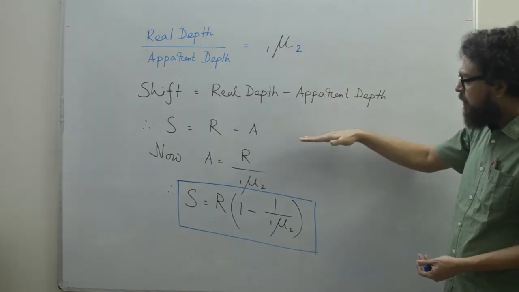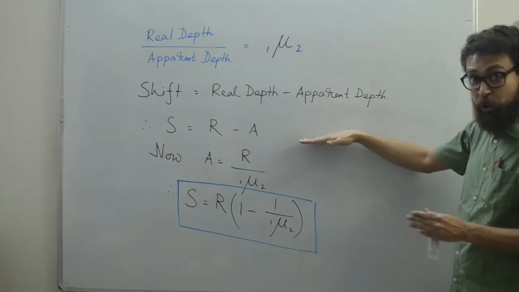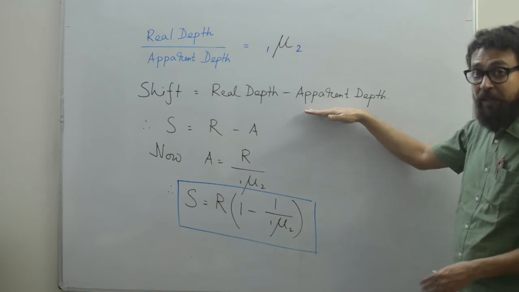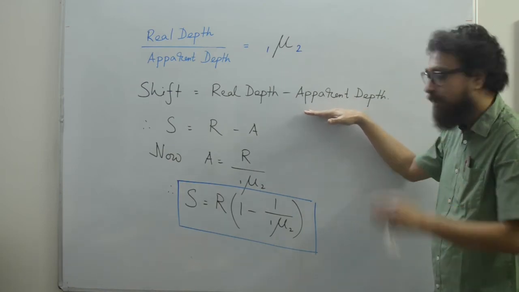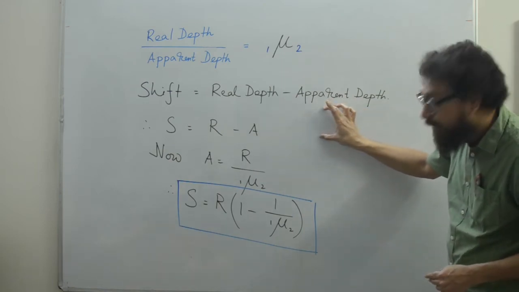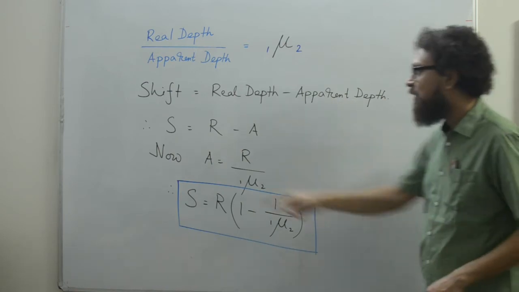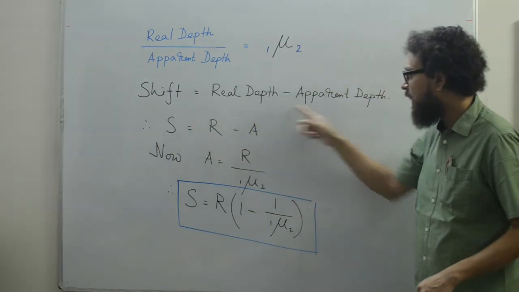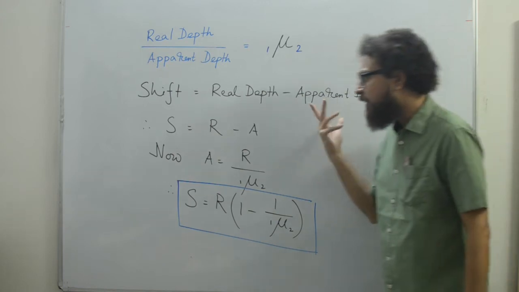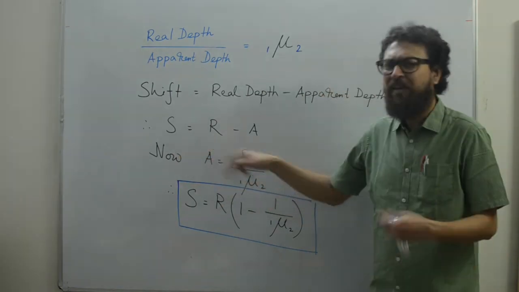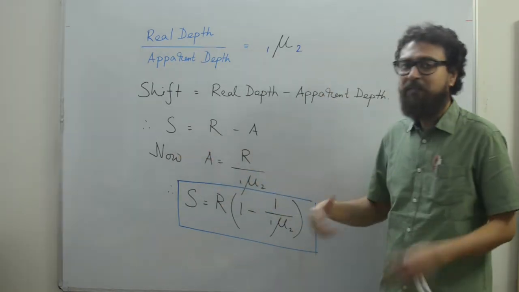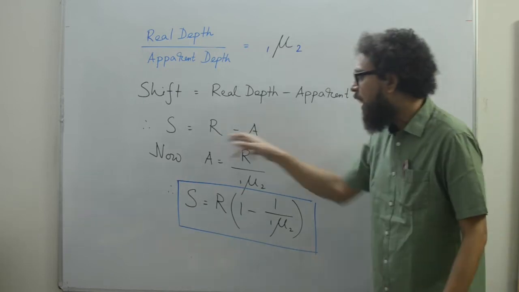Okay, that means where the object actually is and where the object is apparently being viewed, so there is a gap, and that gap is called shift. So this is shift. What is that? Real depth minus apparent depth. That means S equals real depth, if I assume that is capital R, minus apparent depth, if I assume that is capital A, so R minus A.